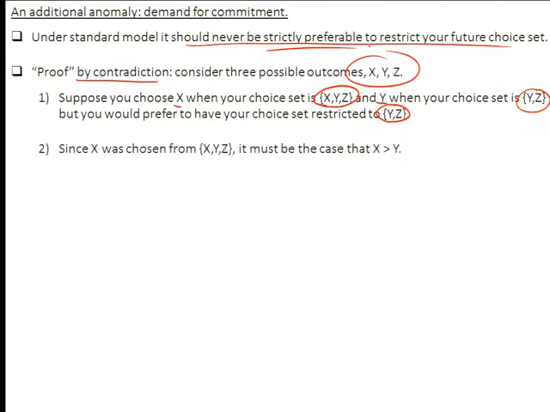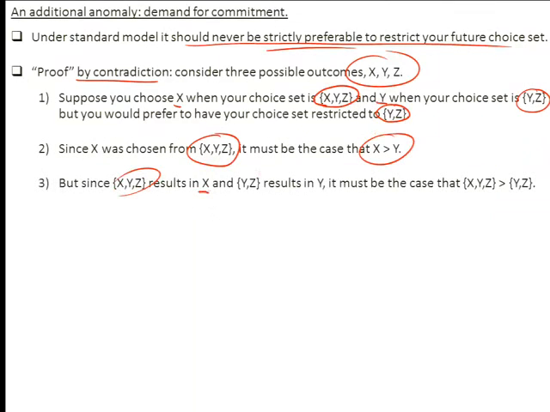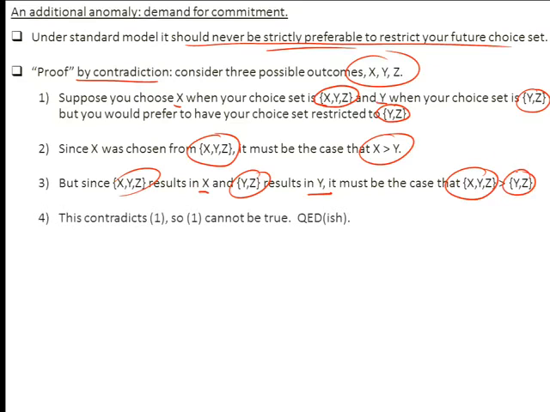What would that mean? Well, since X was chosen from X, Y, Z, in other words, X was chosen in particular over Y, it must be the case that X is preferred to Y. I'm sorry, it's not a squiggly greater than, but it should be. But since X, Y, Z results in X, and Y, Z results in Y, being confronted with X, Y, Z is essentially the same as being given X, and being presented with Y, Z is the same as being given Y. Sorry, I'm reversing the logic of how I actually set this up.